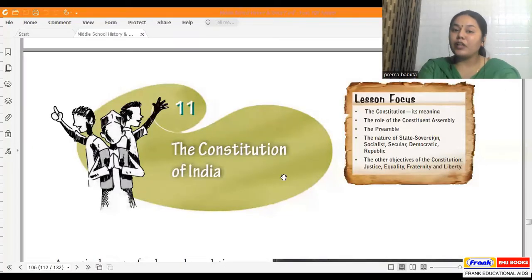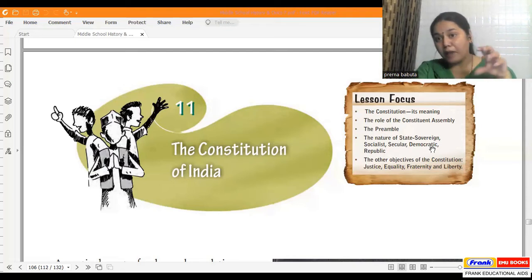What is the name of the chapter? The Constitution of India. And what are the key learning points in this chapter? First, the Constitution, its meaning. What exactly is a Constitution? Second, the role of the Constituent Assembly. This constitution was formed by a constituent assembly, and there were some people who were a part of it.